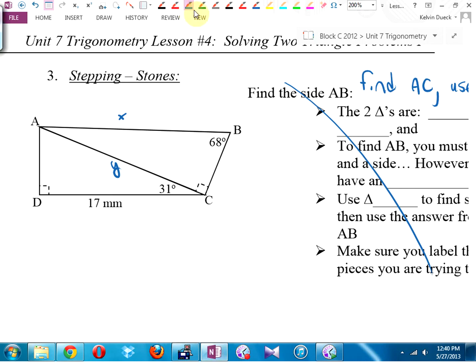How can I find Y? Well, here's the angle that I know. What's that 17? Opposite, adjacent, or hypotenuse? Adjacent. Ha, Mr. Dueck, I told you it was always tangent. What's the Y?